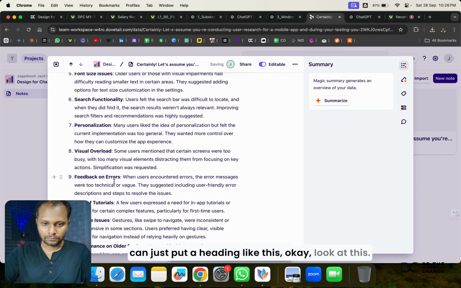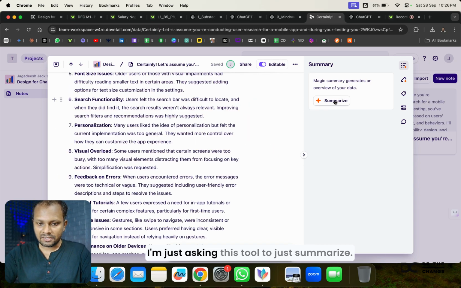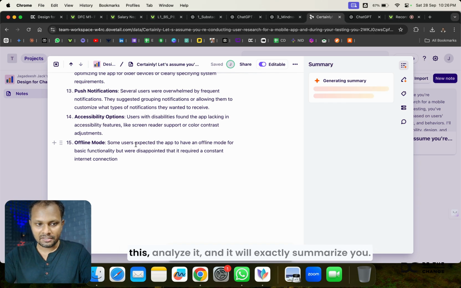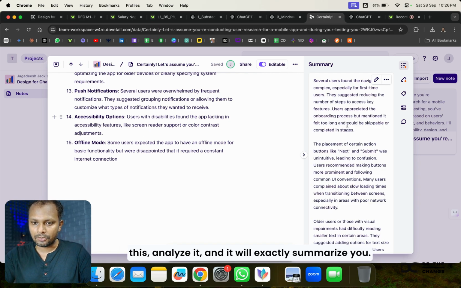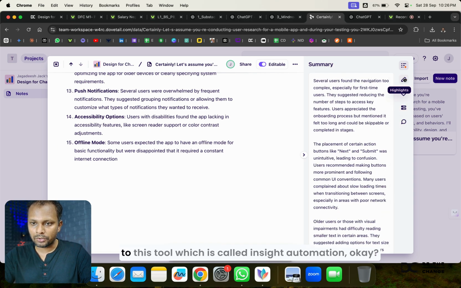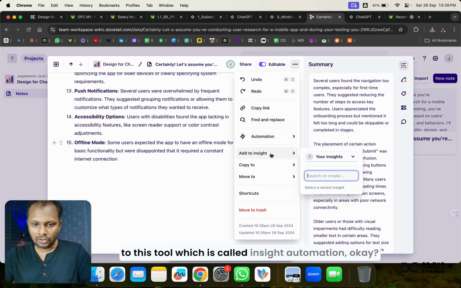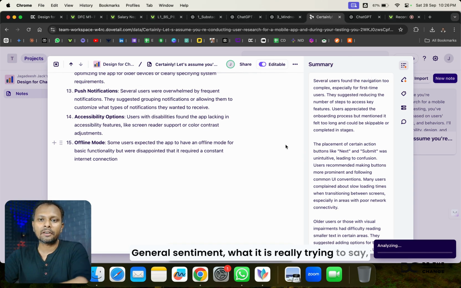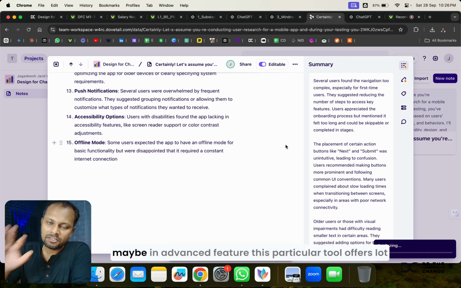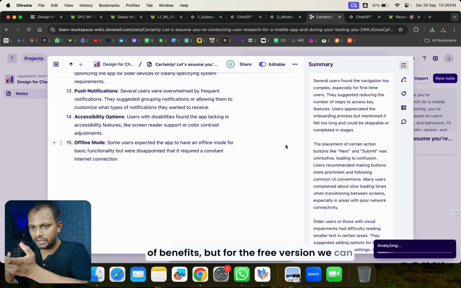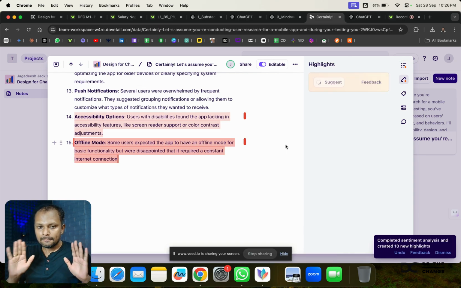Look at this. I'm just asking this tool to summarize. It will get exactly these points, read this, analyze it, and summarize it for you. Look at this. Got it, right? And then you can go to this feature called Insight Automation, general sentiment, what it is really trying to say. Maybe it's an advanced feature, this tool offers a lot of benefits, but for the free version, we can take whatever is beneficial.